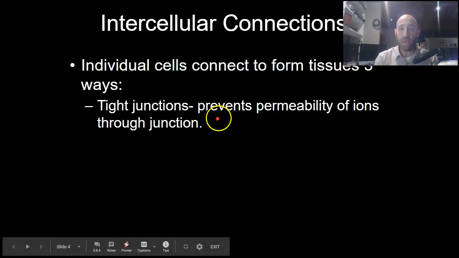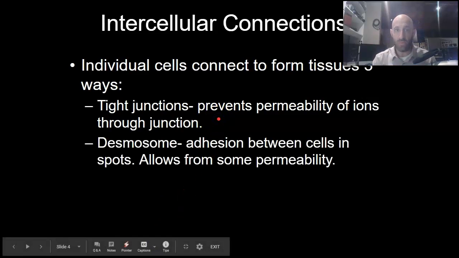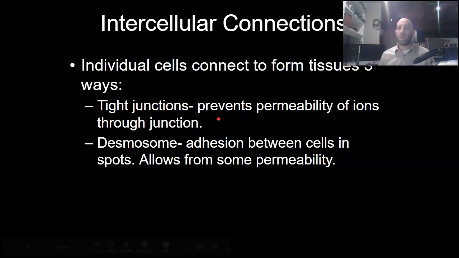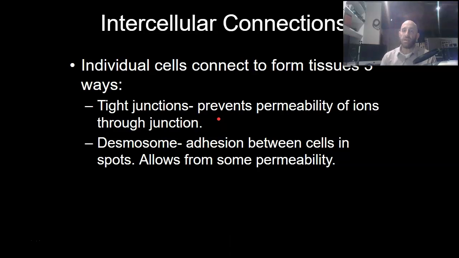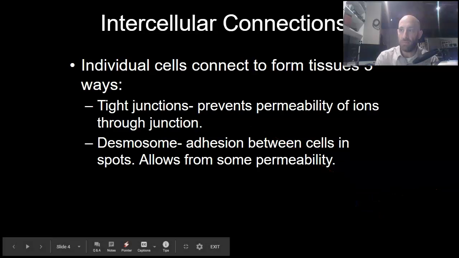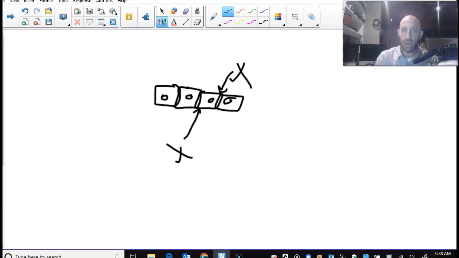Okay, so the next type is called a desmosome. A desmosome is going to be a little bit more specialized. This is when there are two cells next to each other, but they allow some permeability. So they allow some things to get in and out. Again, let me go back to my little diagrams here. Let me draw what I would say if I were to think of a desmosome.